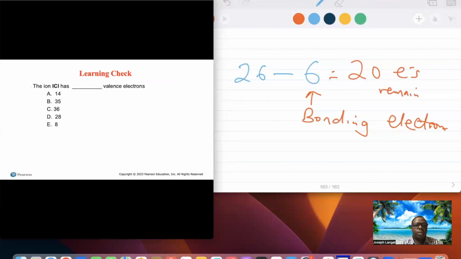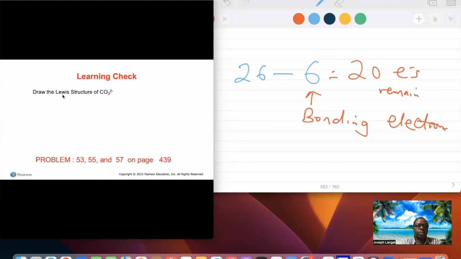A simple question in an exam: is it an ion, or just a molecule? Here, ICl is not an ion, it's just a molecule. Iodine and chlorine, the correct answer here is 14. Iodine is 7, chlorine is 7, 7 valence electrons each, 14. We need to be able to calculate the total valence electrons.